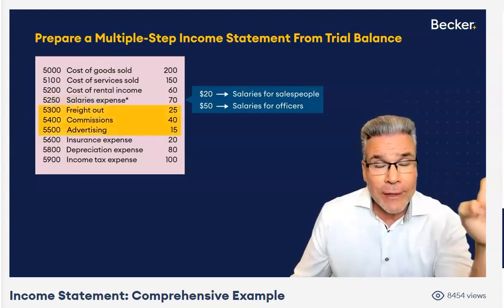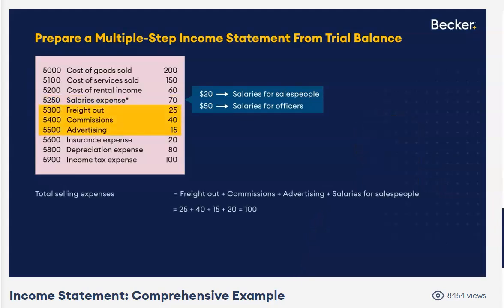The other three selling expenses we have are the freight out, the commissions, and the advertising. So if you add up the 25, the 40, and the 15, that's 80. So your total selling would be the 80 plus the salary of 20, 100.